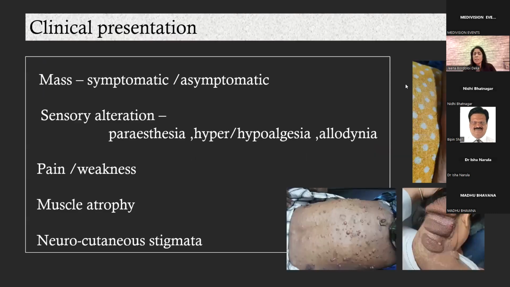The clinical presentation, yes, we can sometimes see a mass, which can be symptomatic, painful, or sometimes they may be asymptomatic. There might be sensory alterations like paresthesias, hyperesthesia and hyperalgesia or allodynia. There might be pain and weakness, there might be muscle atrophy, and often there are neurocutaneous stigmata when they are associated with the different syndromes like neurofibromatosis.